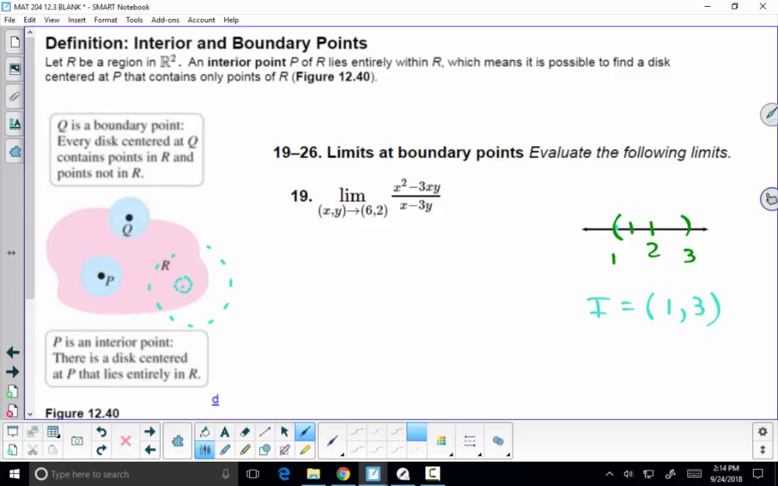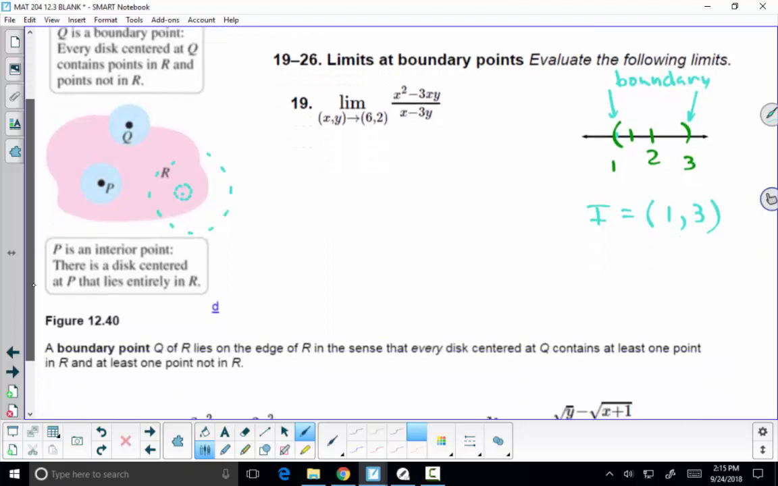Like here, our set R is this interval 1 to 3, and all the points that are greater than 1 and less than 3, they're all interior. Right? All those are interior points. Now 1 is not even in the set, but 1 is going to be a boundary point. So 1 is a boundary. And 3 is a boundary. Those are the 2 boundary points. Now even if your set was different, you'd have the same boundary points.